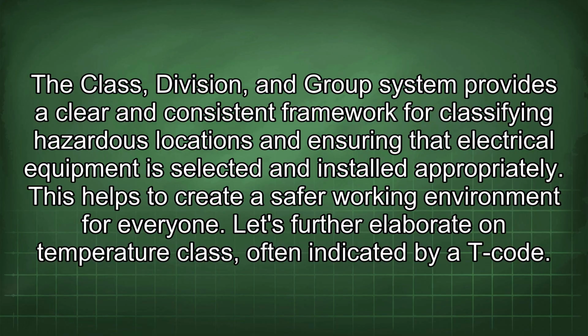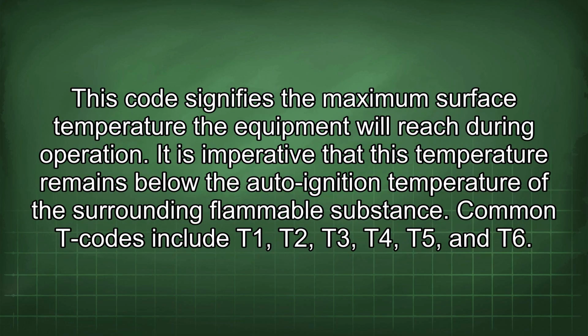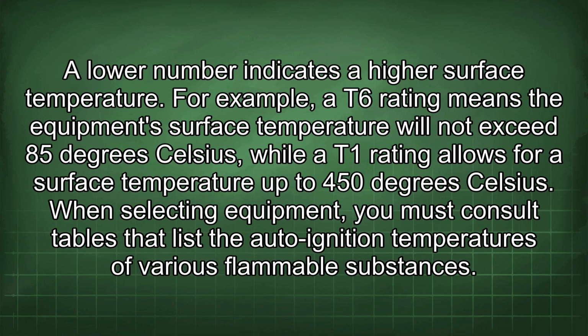Let's further elaborate on temperature class, often indicated by a T code. This code signifies the maximum surface temperature the equipment will reach during operation. It is imperative that this temperature remains below the auto-ignition temperature of the surrounding flammable substance. Common T codes include T1, T2, T3, T4, T5, and T6. A low number indicates a higher surface temperature. For example, a T6 rating means the equipment surface temperature will not exceed 85 degrees Celsius, while a T1 rating allows for a surface temperature up to 450 degrees Celsius.